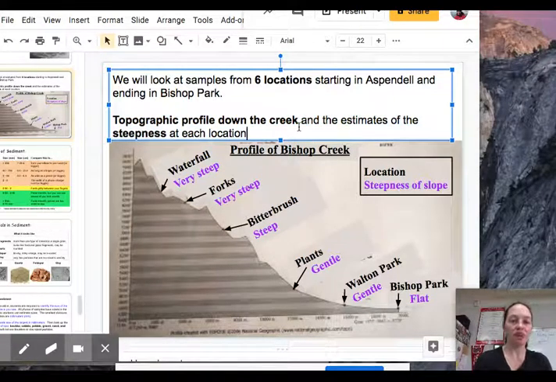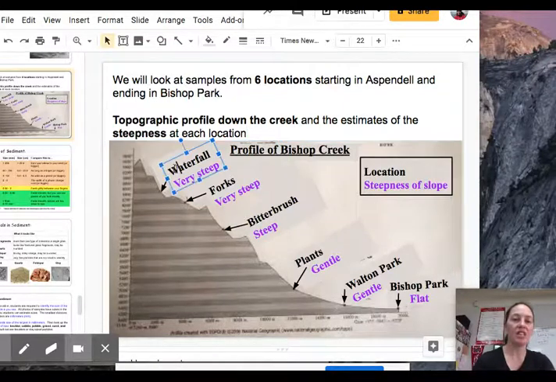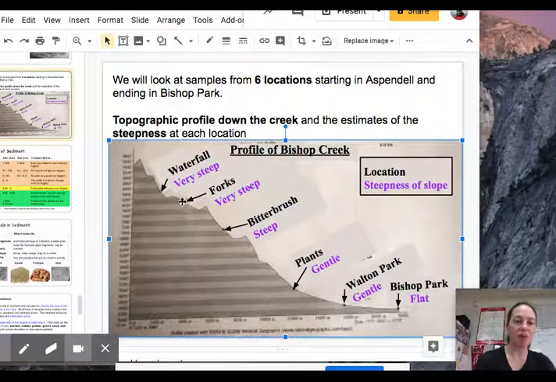So a topographic profile just means that it's showing you how steep or gentle the creek is. Now our first location right here where the sediment was taken was at the waterfall, and it was really steep there. The water is pouring off the rocks. A second place where sediment was picked up was at the Forks right here, and it was also very steep there.